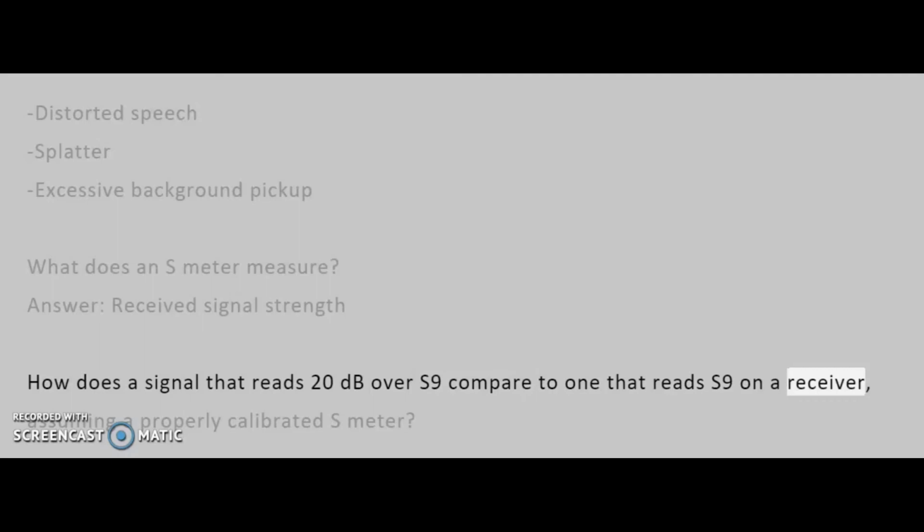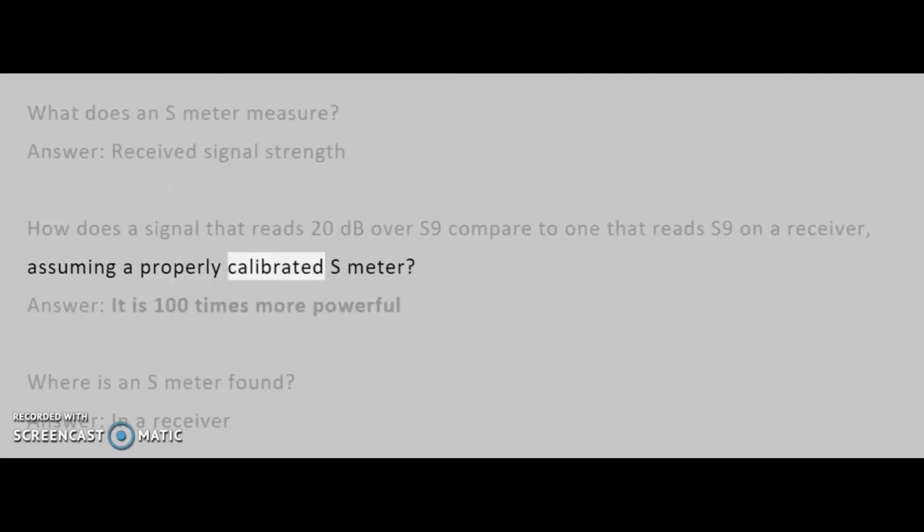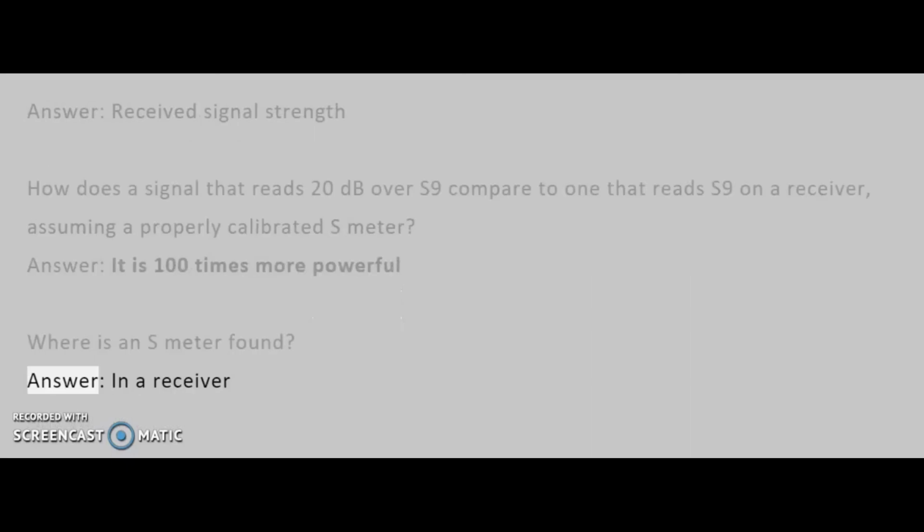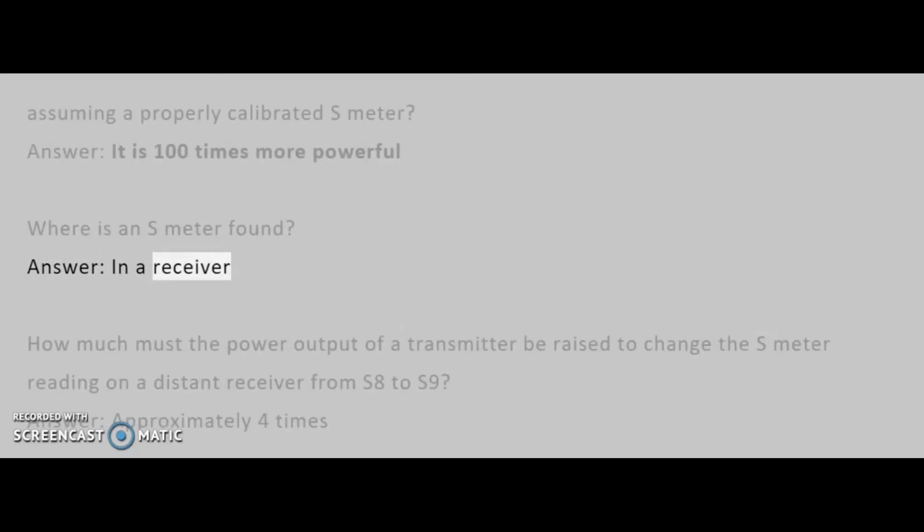How does a signal that reads 20 dB over S9 compare to one that reads S9 on a receiver, assuming a properly calibrated S-meter? Answer: it is 100 times more powerful. Where is an S-meter found? Answer: in a receiver. How much must the power output of a transmitter be raised to change the S-meter reading on a distant receiver from S8 to S9?